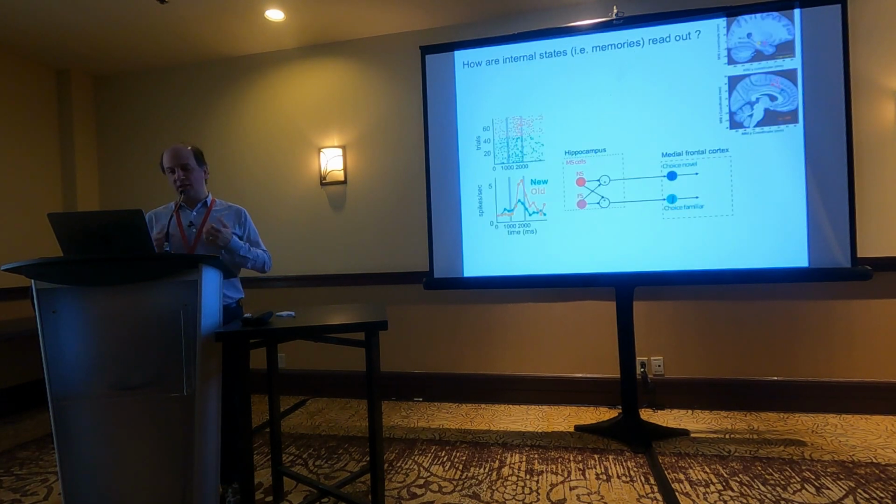So the question that I would like to answer now is how can we conceive of this information being used to inform a decision? And for that, I'm going to be talking about data that we recorded in the medial frontal cortex. The hypothesis here is that the medial frontal cortex receives information from the hippocampus and integrates it to make a decision. This hypothesis is motivated by a lot of prior work in rodents where there is a monosynaptic pathway from CA1 to MFC, and similar connectivity work in primates.